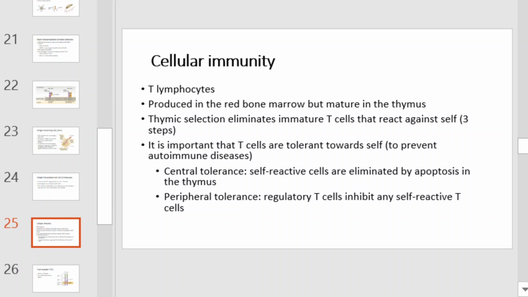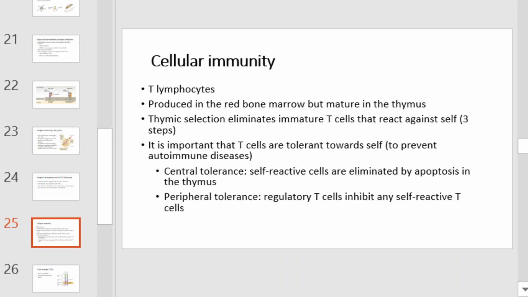Cellular immunity. T lymphocytes are the driving force behind cellular immunity. They are produced in the red bone marrow but mature in the thymus, hence the name T lymphocyte. Thymic selection eliminates immature T cells that react against self. It's important that T cells are tolerant towards the self to prevent autoimmune disease.